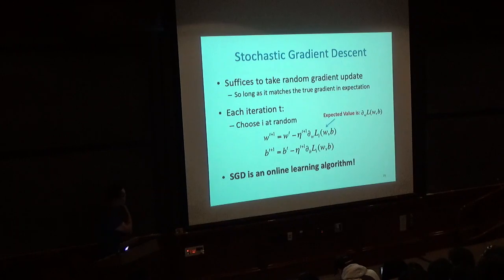And if you actually think about it, stochastic gradient descent is an online learning algorithm. We're giving it a stream of data. We have this learning algorithm that's being fed a stream of data and making small updates as it's being fed this stream of data.